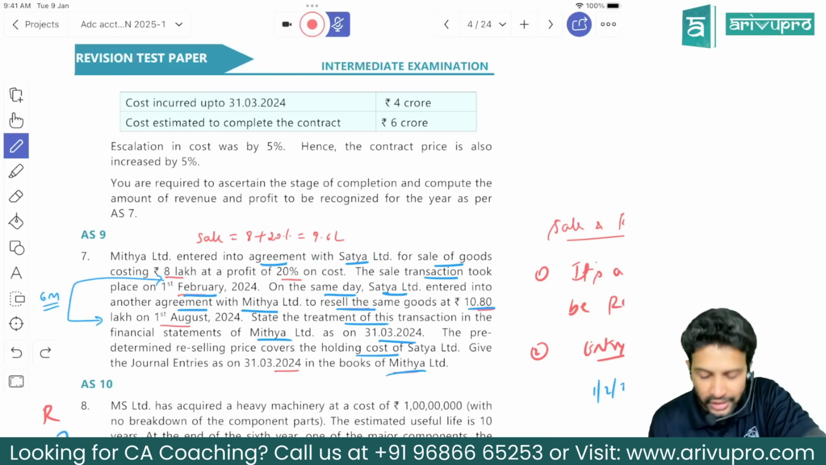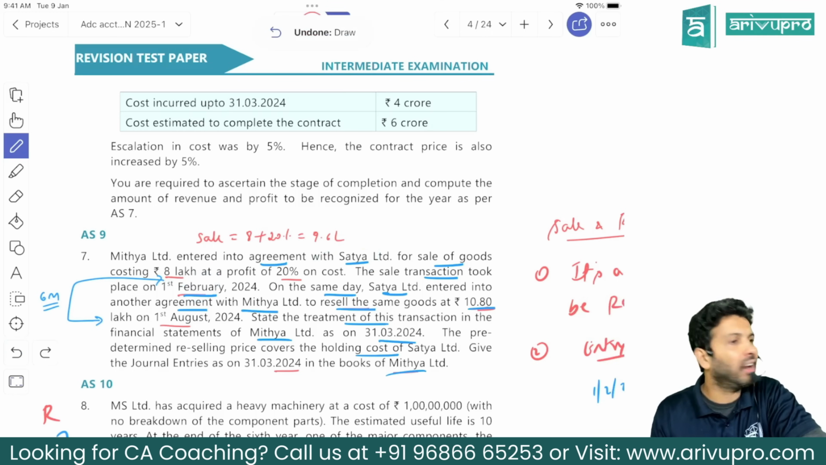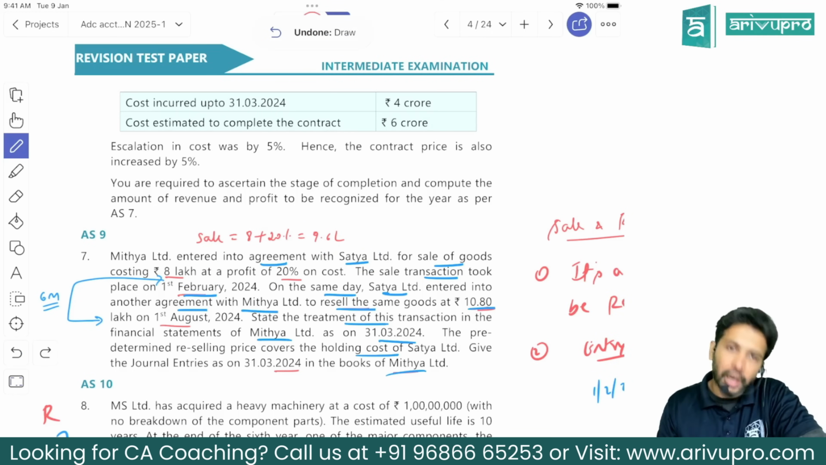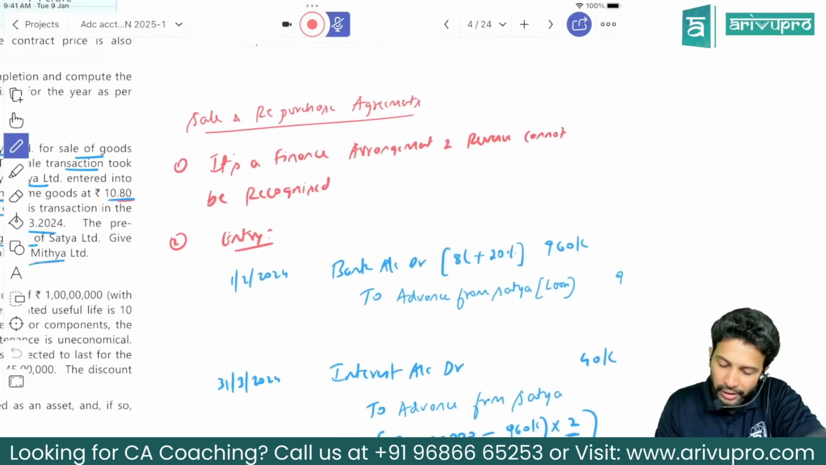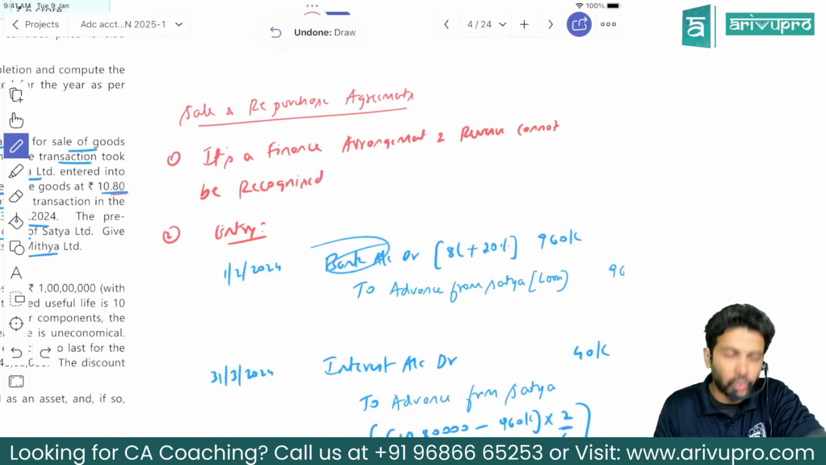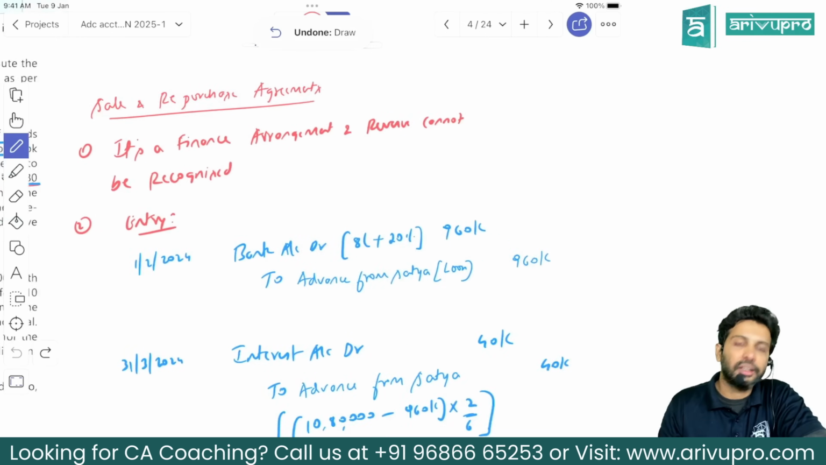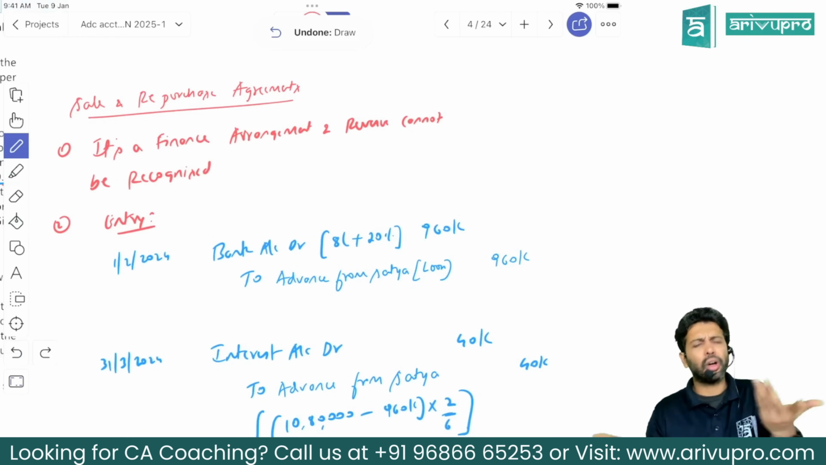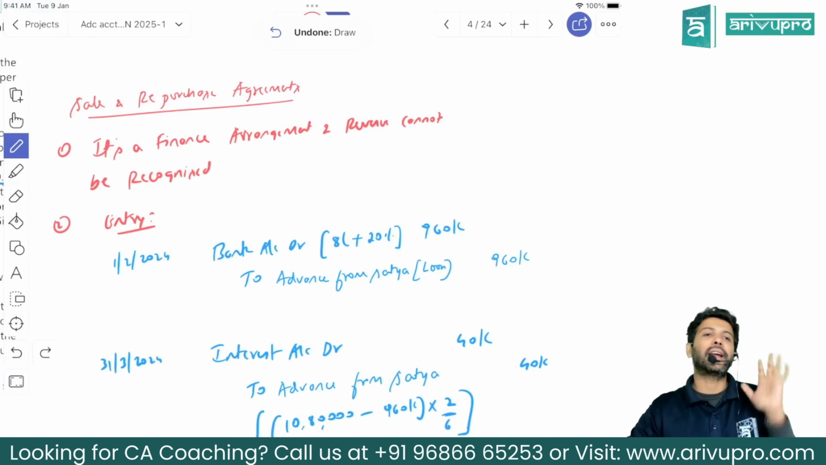So can we recognize it as sale on 1st February? Can we book a sale? No. What will we show it as? Advance. So the journal entry you will pass on 1st February is: Bank account debit. How much sale value? 9 lakh 60,000. So you can call it a loan or you can call it advance from Satya. How much is that? 9 lakh 60,000.